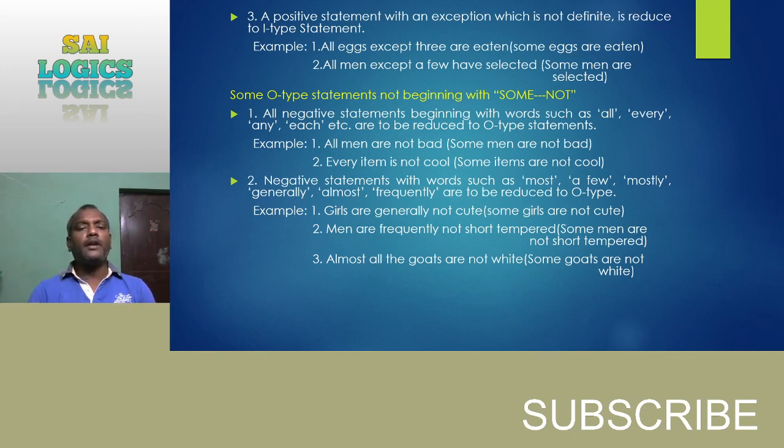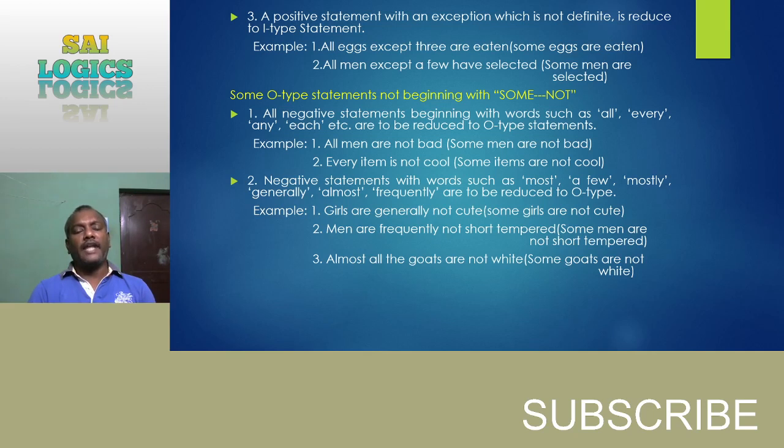The second example, every item is not cool. Not means negative, every means definite. So definite negative, we need to make it as some not, some items are not cool. So that is about all type. In the all case we have seen positive statements with every, any, each. Now conversely here negative statements with all, every, any. All of these can be rewritten as some not.